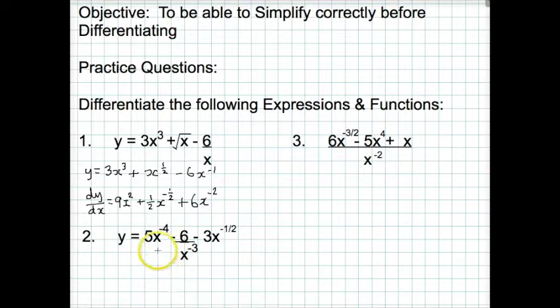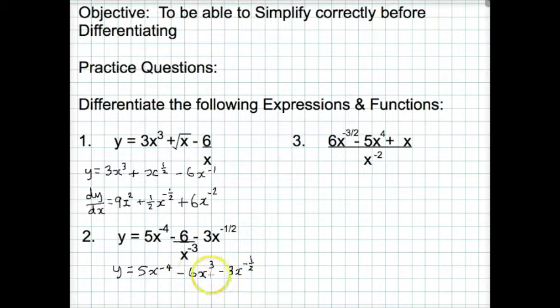Question 2. Okay, same thing, we've got to simplify this. So first of all, y is going to equal, well, this first term again doesn't need to change, that's 5x to the negative 4. But this time we need to bring this term up to the top here. So we get negative 6x. It was a negative power on the bottom, so it becomes a positive power on the top. And then this one we can leave in that form, so that's negative 3x to the negative a half.